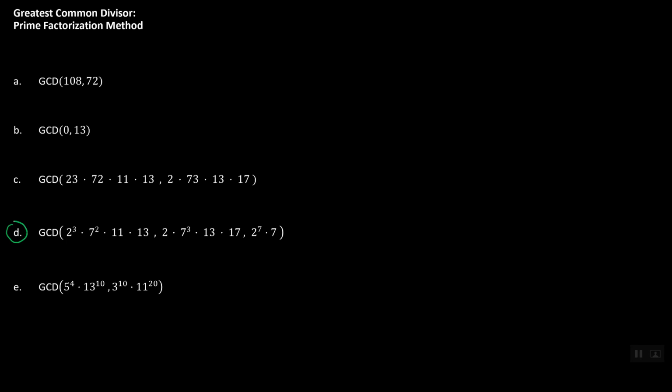Moving on to our next example, we're looking at the greatest common divisor of the product 2^3 times 7^2 times 11 times 13, and 2 times 7^3 times 13 times 17, and 2^7 times 7. So we're looking at 3 numbers here, not just 2. Anytime you're looking at the greatest common divisor of 3 numbers, it's super important to remember that the divisor has to work on all 3 numbers.